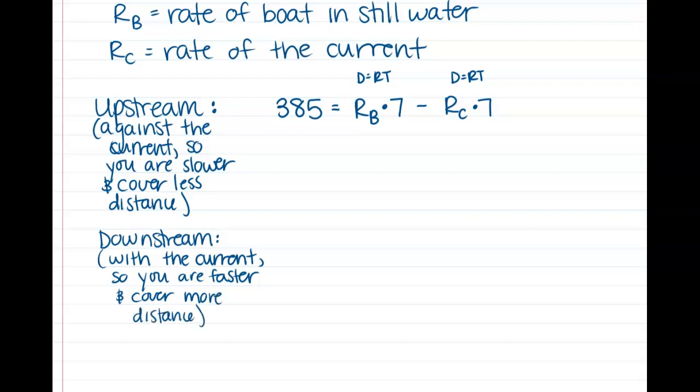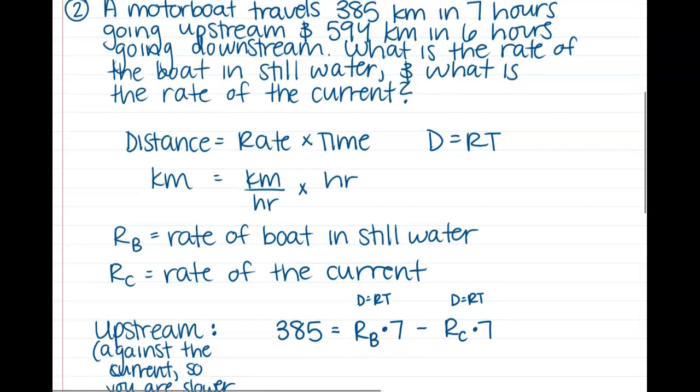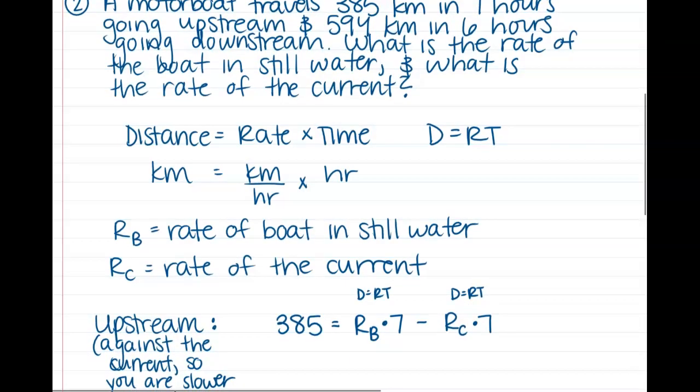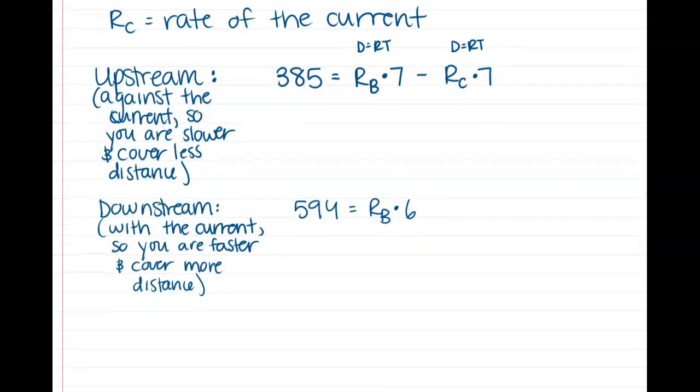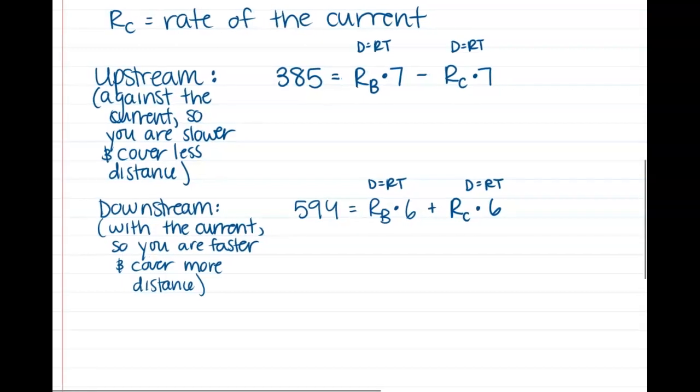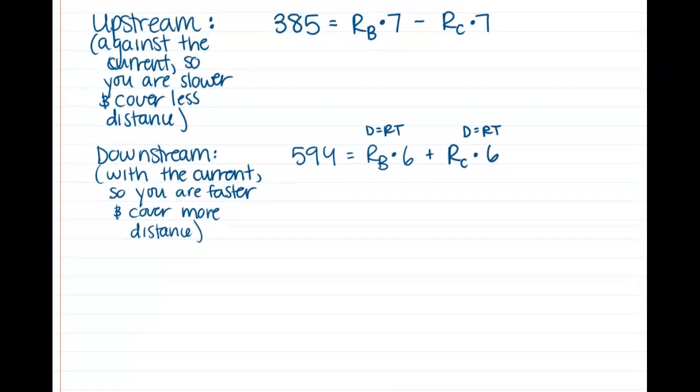So in this case, the current will add to your distance. We know that we cover 594 kilometers, and you do the rate of the boat times 6 hours. This is just going back to the problem, 6 hours, 594 kilometers going downstream. And then we add, so this is our distance equals rate times time. This is our distance the boat covers. And we add the distance that the current helps with. So the rate of the current times 6 hours. That's another D equals RT. Now we can simplify the way these look a little bit, and we have our system.